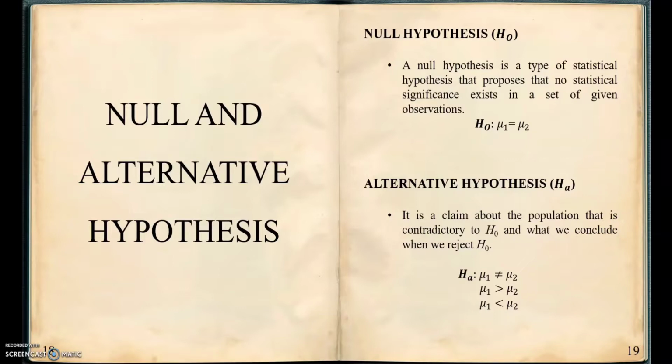Next is alternative hypothesis. It is a claim about the population that is contradictory to the null hypothesis and what is concluded when we reject the null hypothesis. It is also defined as a statistically important relationship between two variables, whereas the null hypothesis states there is no statistical relationship between the two variables.